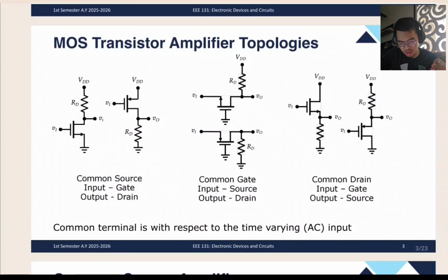So again, the common terminal, when we say common gate, common source, is actually with respect to the time varying AC input. You will see that in future discussions when we try to separate the discussion of AC and DC. You will see that they actually have different circuits, in such a way that we are trying to superimpose their responses. So when we're just dealing with the AC input, we will short out any DC sources. That's why the common terminal here is with respect to the time varying signal.